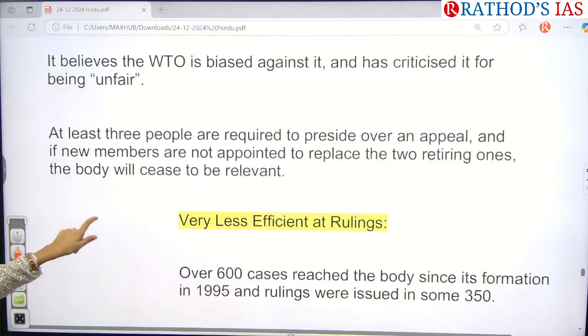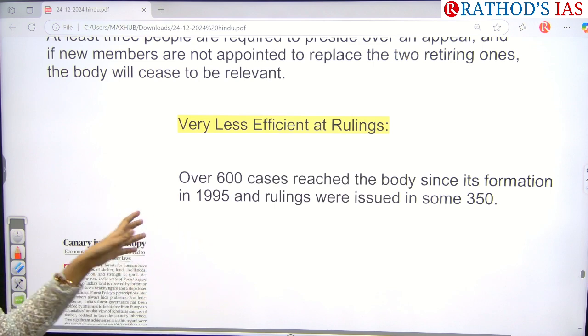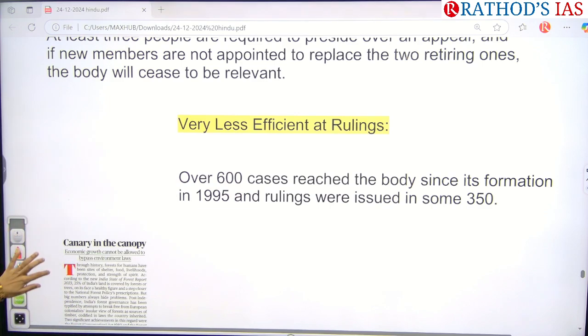And the next point is about the rulings they are giving. Even countries are not bound by those rulings. Around 600 cases have reached it since its formation in 1995, but they gave judgments for only 350. That means 215 cases are still pending. Okay, see this article.